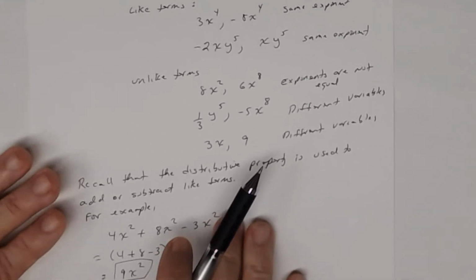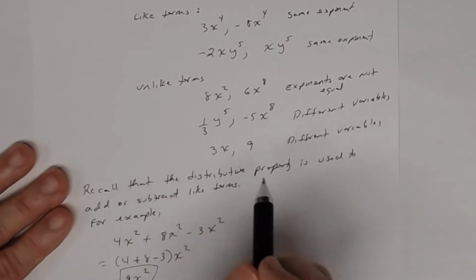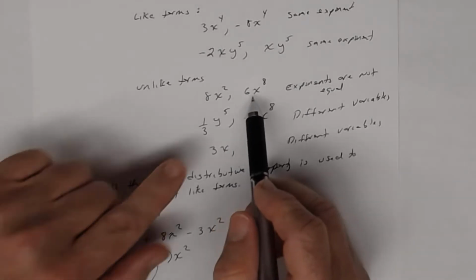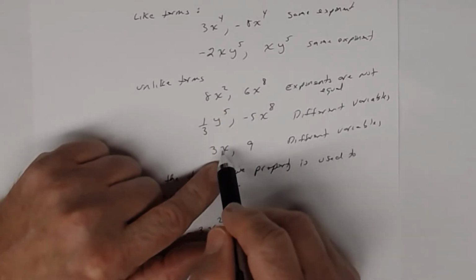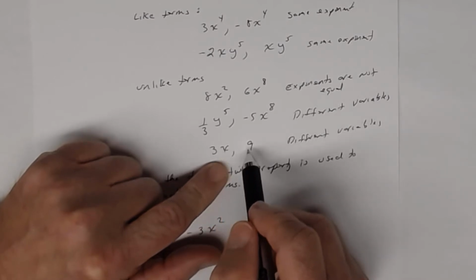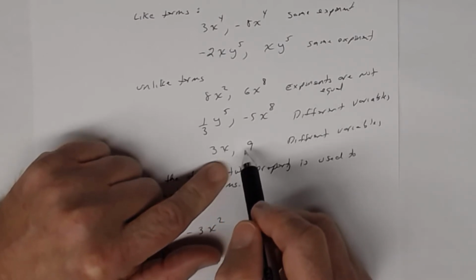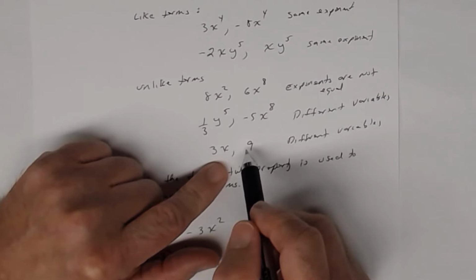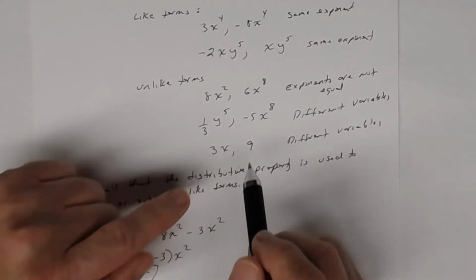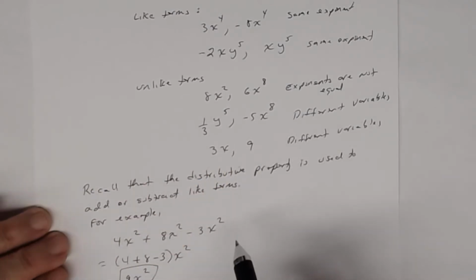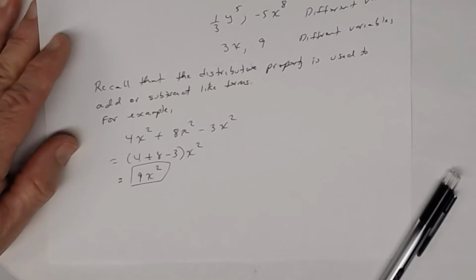Okay. Now I wanted to mention one other thing that many students kind of mess up here. When they see 3x and 9, they want to say that if you add them, that is 12x. But you've got to be careful. Those two terms are not like terms. So you're going to see that in some of the problems we're going to look at.